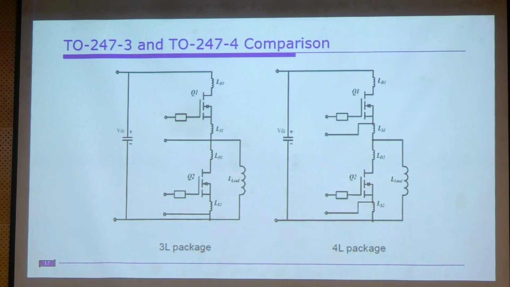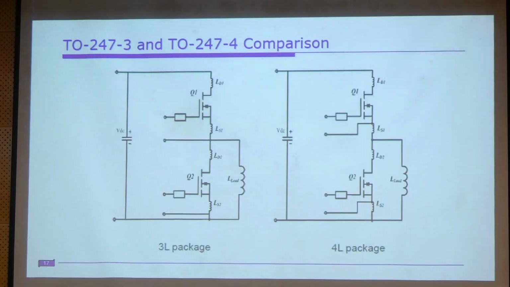So one is the 3-pin structure and the 4-pin structure. If you observe the 3-pin structure, just immediately after the MOSFET, you see some small inductance there. It is known as the parasitic inductance, which plays a crucial role, especially during the turn-on and turn-off times.